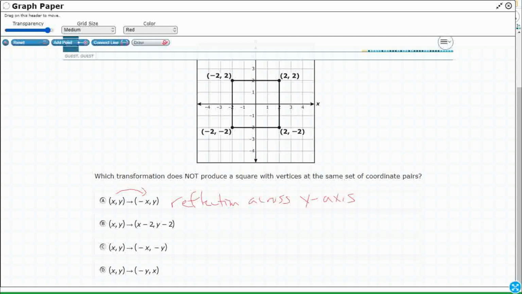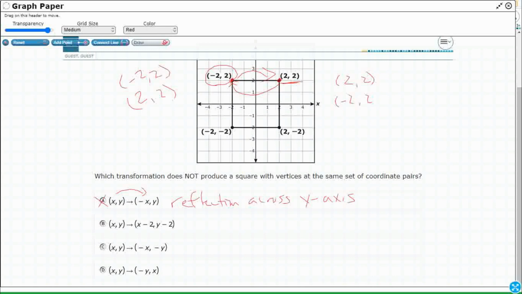I'm going to take this point right here, negative 2, 2. Now I'm going to change the x to a negative x, and that's just going to be 2, 2. So this point goes to this point. And if I do this 2, 2, I apply the negative x, it's going to be negative 2, 2. So this point goes right over there. You're just going to reflect it across the y-axis. Same is going to happen with the bottom two, which means the vertices are going to stay the same. So it's not going to be A.